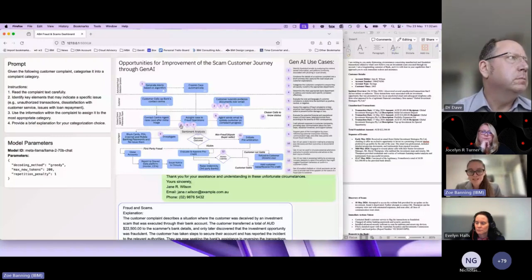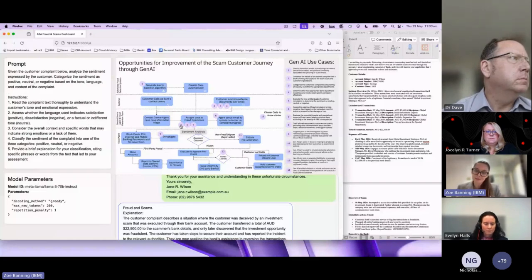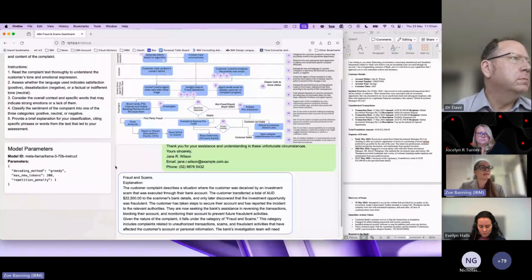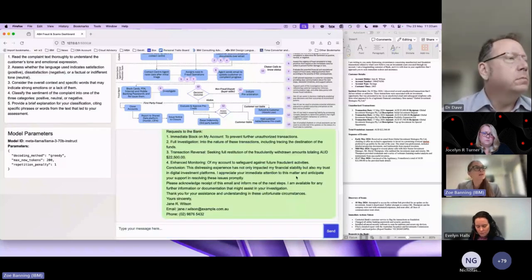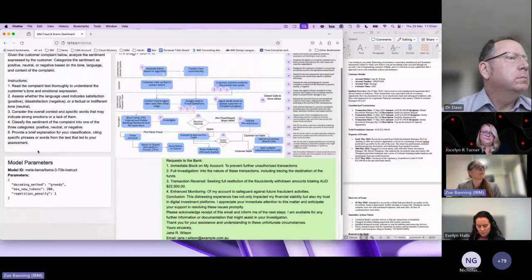Now we'll click on use case 5, which is evaluating tone and sentiment. So I'll give the large language model a prompt for which it's going to evaluate the tone and the sentiment of the customer complaint, and then categorize it as a positive, neutral, or negative sentiment. It will also provide a brief explanation of this classification. So let's drop in the customer complaint again, and we'll wait for it to generate the response. You also notice on the left-hand side, the prompt that I'm using and the parameters are being updated.